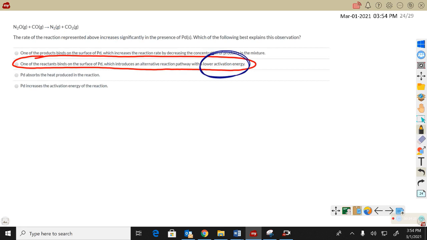And finally, another question about a catalyst. The rate of the reaction increases significantly in the presence of a solid palladium catalyst. Which of the following best explains this observation? If there's any question about a catalyst and you're like, I have no idea, you're looking for something about lower activation energy. And that is the bread and butter of a catalyst. It lowers the activation energy so that the reaction can start fast.